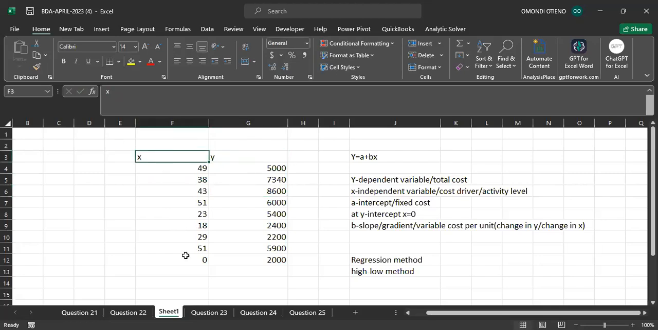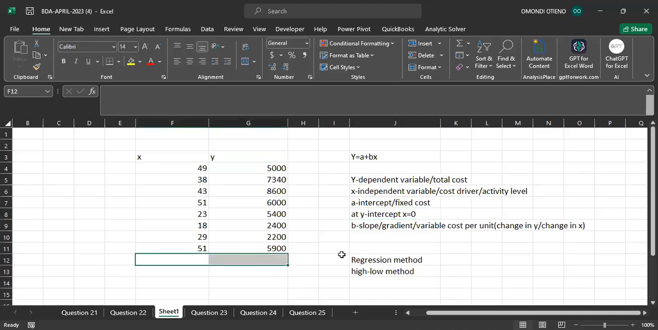So when activity level is 0, the value of Y is the total fixed cost. And that's what we call the y-intercept. When X is 0, when that line is crossing the y-axis at 0 units, at 0 activity level, what will be the value of Y? That becomes the total fixed cost.